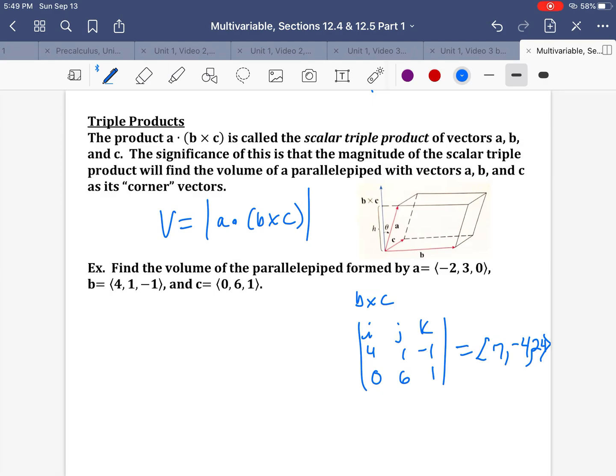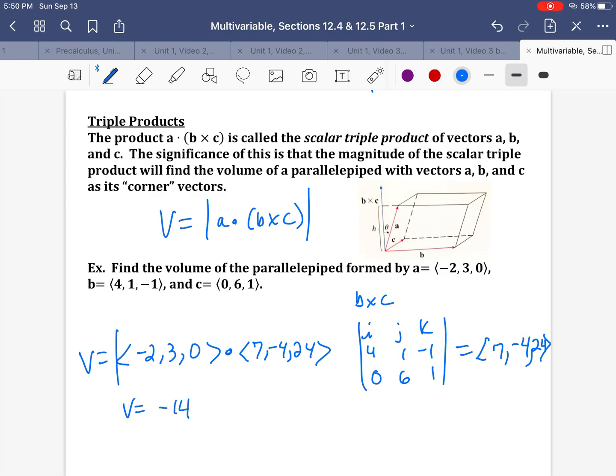And so I have to dot that with A. So I'm going to take negative 2, 3, 0, dot that with 7, negative 4, and 24. So luckily the 24 is multiplying by 0 because that's annoying. All right, and so my volume is going to be negative 14.